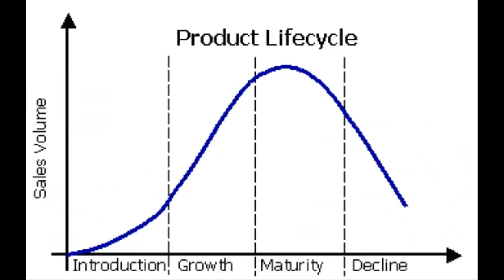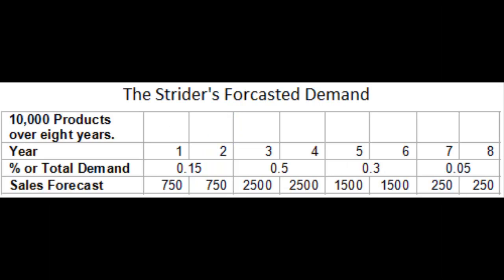Its demand should flow in 4 different stages: introduction, growth, maturity, and decline. To replicate this, the product demand should also follow the same pattern. Because the product lifespan will be estimated at 8 years, the percent of total demand will be broken up into 4 different stages, each 2 years long. The percent of total demand will be as follows: 15% for the first 2 years, 50% for years 3 to 4, 30% for years 5 through 6, and 5% for the last 2 years.